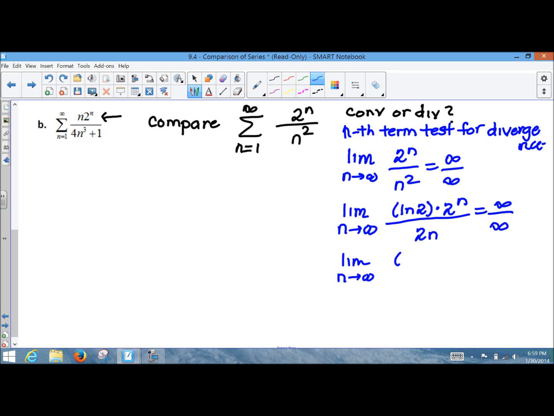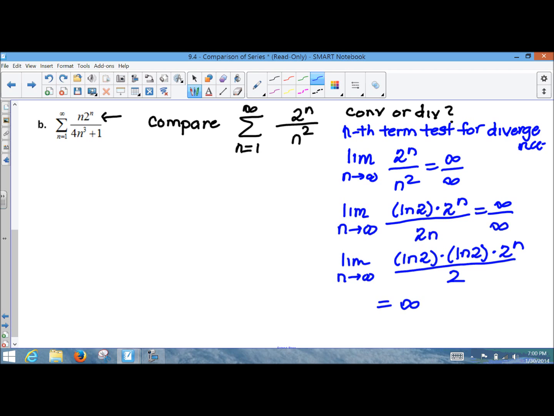So let's go ahead and take the derivative of the top again. This natural log of 2 is a constant that we'll just pull in front, and then we'll take the derivative of ln of 2 to the n, which gives us another natural log of 2 times 2 to the n. But lo and behold, now the denominator becomes 2, which means we do get a large infinity value on top and a constant on the bottom. And that's a wonderful thing when you're using the nth term test.